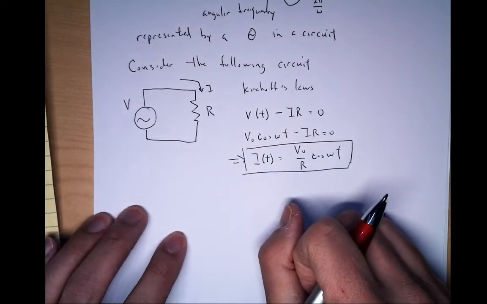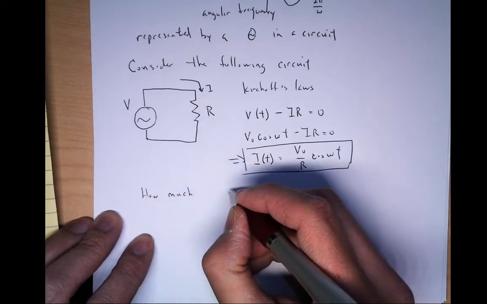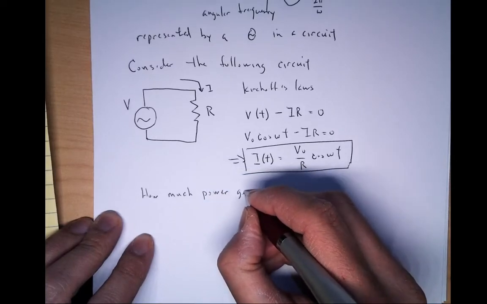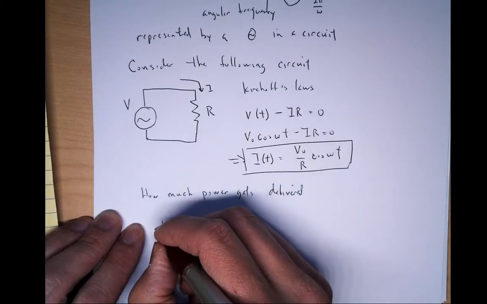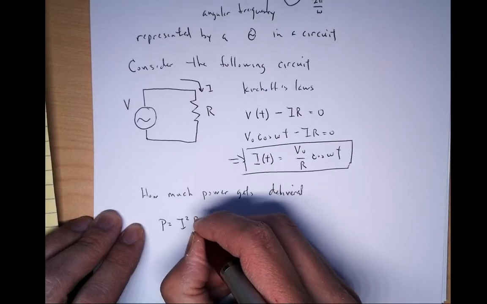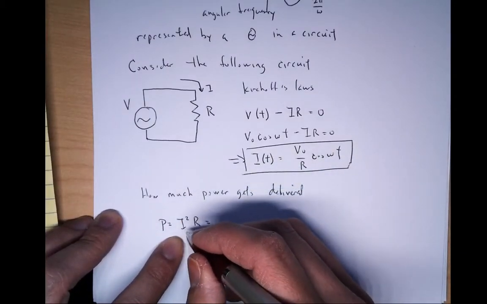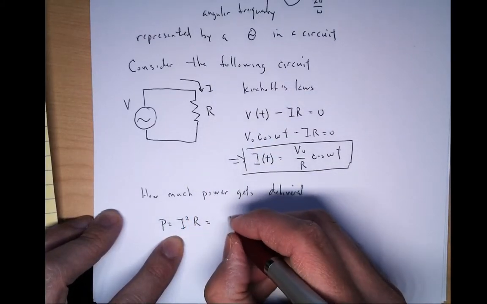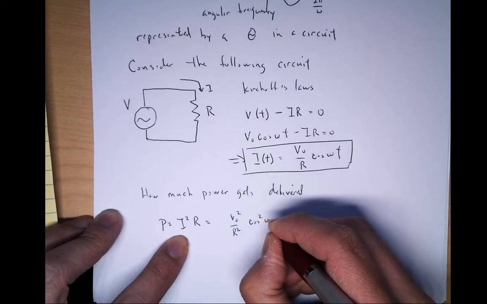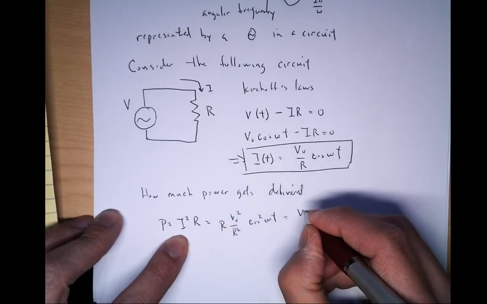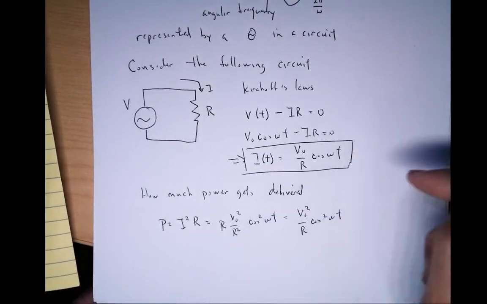Alright, so now we can ask the following question. How much power gets delivered? To do this, we're going to write P equals I squared R. This is the power dissipated in the resistor, so that's IR times I again, so VI. So it's I squared R, and so I'm going to get V0 squared over R squared, cosine squared omega t, times R, which is V0 squared over R cosine squared omega t.